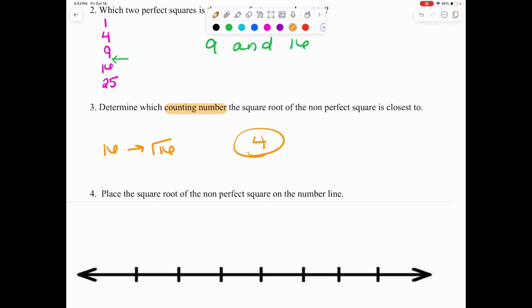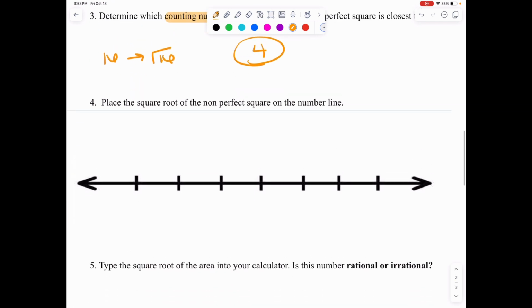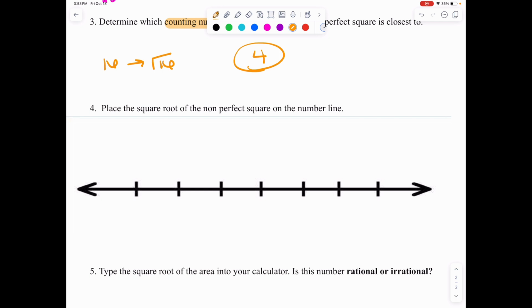So next, we should be able to place these numbers on the number line just like we do with perfect squares. So we're going to place the square root of the non-perfect square on the number line below. Now, reminding you, we're talking about the square root of 13 here. That's what we would have from our activity.